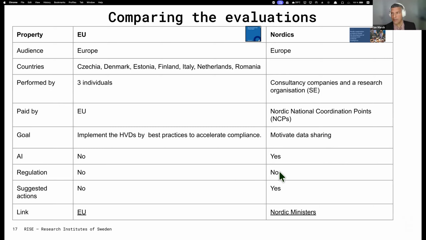We looked a bit more at AI. We're a little bit weaker in regulation than they are. We would actually like to touch regulation, whereas they use a little heavier suggestive actions, I think, a little bit stronger, and there are some links to the reports in the slides later.